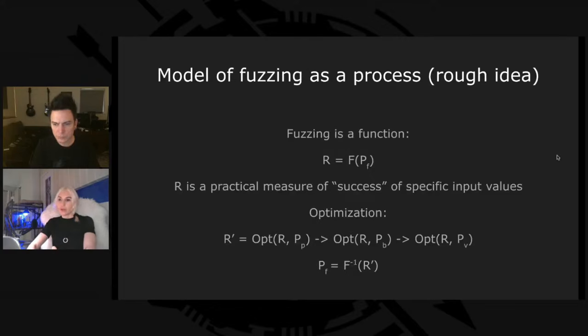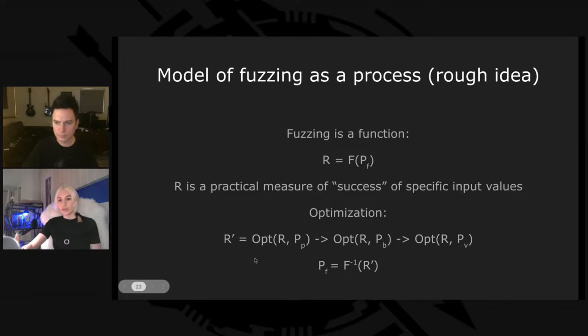Next, we can actually try to model fuzzing itself in terms of this model. This is just a rough idea. I basically just jotted it down, and I haven't thought it through. The basic idea is that fuzzing is some function which accepts the probability distribution of the fuzzer as an input, and it produces a certain object, which is a practical measure of success of specific input values. We need this practical measure in order to optimize fuzzing.